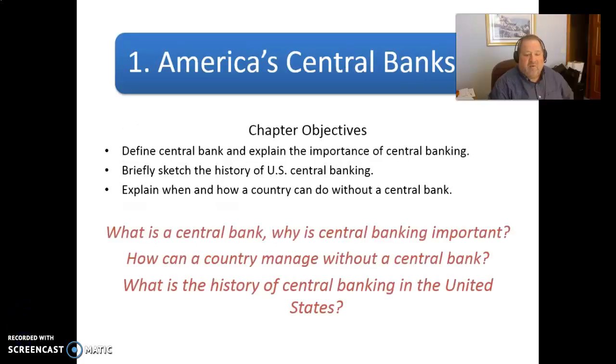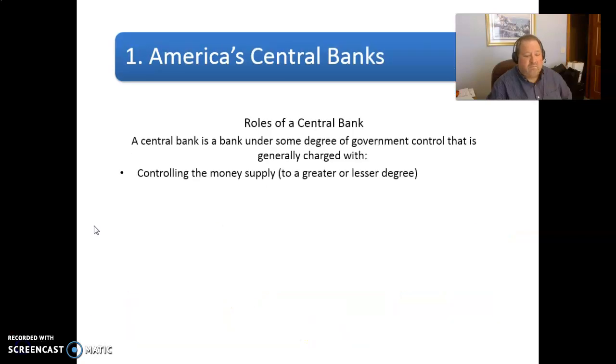In the first section of the chapter, we'll address three questions. What is a central bank and why is central banking important? How can a country manage without a central bank? And what is the history of central banking in the United States?